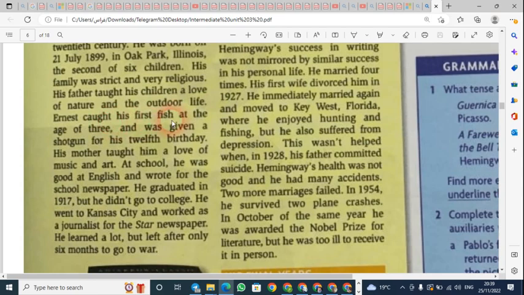Ernest caught his first fish at the age of 3 and was given a shotgun for his 12th birthday. His mother taught him a love of music and art. At school, he was good at English and wrote for the school newspaper. He graduated in 1917, but he didn't go to college. He went to Kansas City and worked as a journalist for the Star newspaper. He learned a lot, but left after only 6 months to go to war.